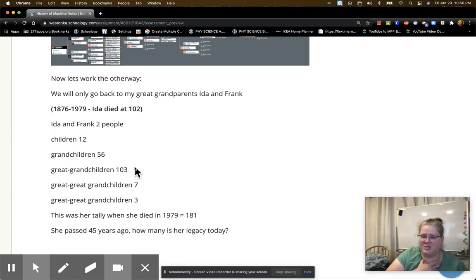That was her generation. My generation is the great-grandchildren. She had 103 great-grandchildren when she died. She had 7 great-great-grandchildren and 3 great-great-great-grandchildren. There's supposed to be another great in there. So when she died in 1979 at 102, her descendants were 181 people. Now, she passed away 45 years ago.